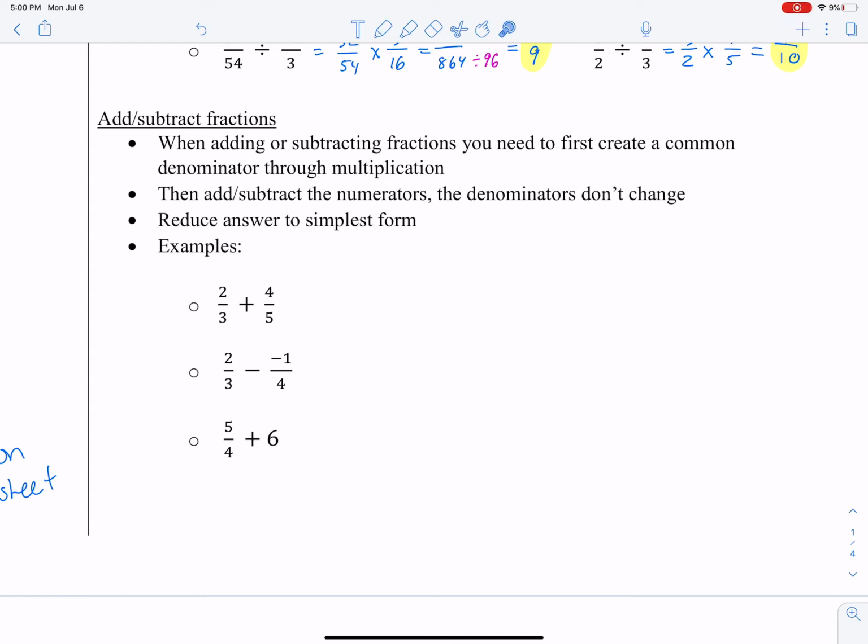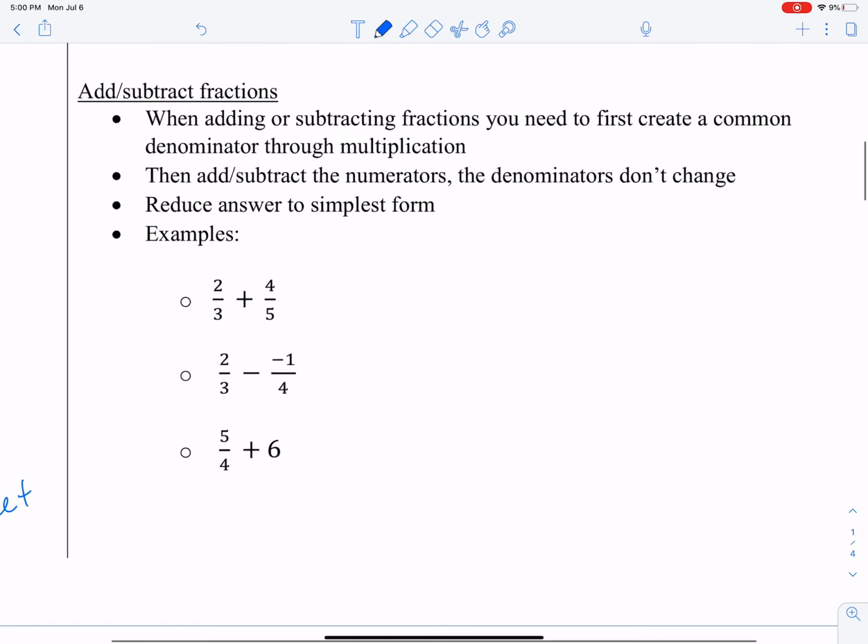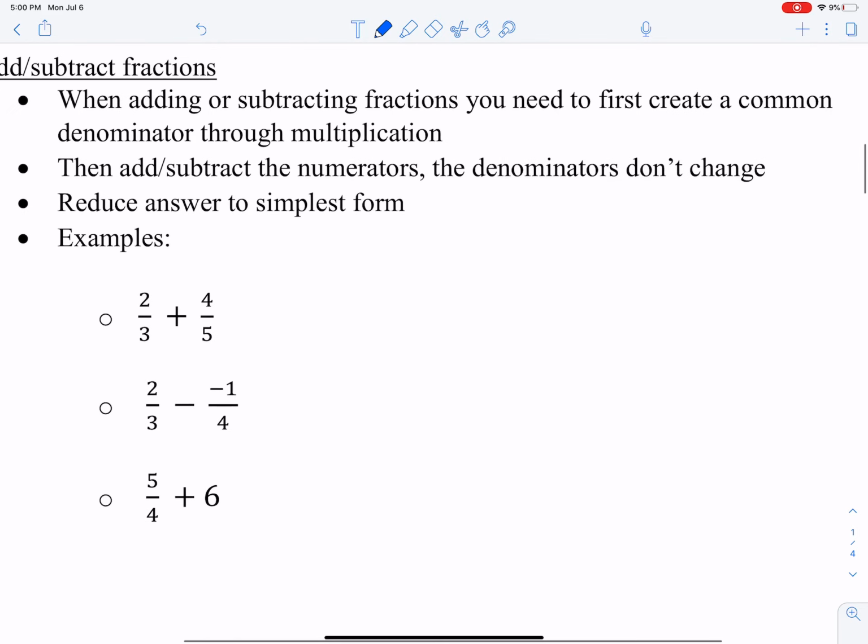So here we have 3 and 5. So our common denominator is going to be 15. So we need to do the same thing, whatever we do to the bottom. So to make this 15, we're going to multiply it by 5. Whatever we do to the bottom, we have to do the identical thing to the top so that the fraction stays consistent. So we're going to multiply the top and bottom here both by 5. This one, to make 15, we're going to multiply the top and bottom by 3.